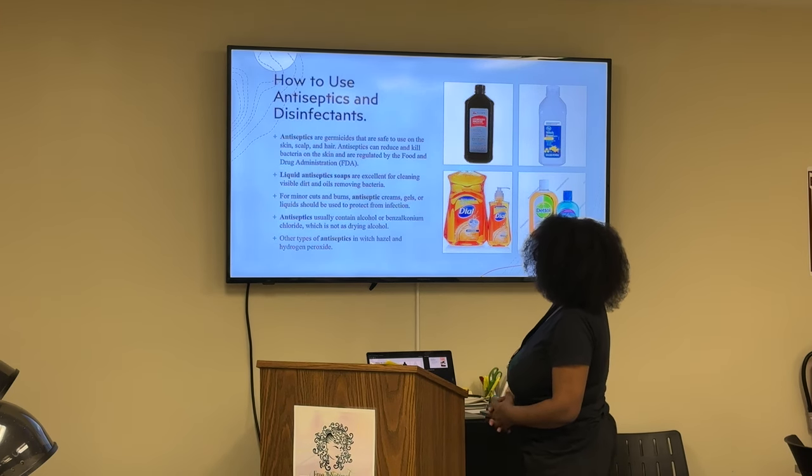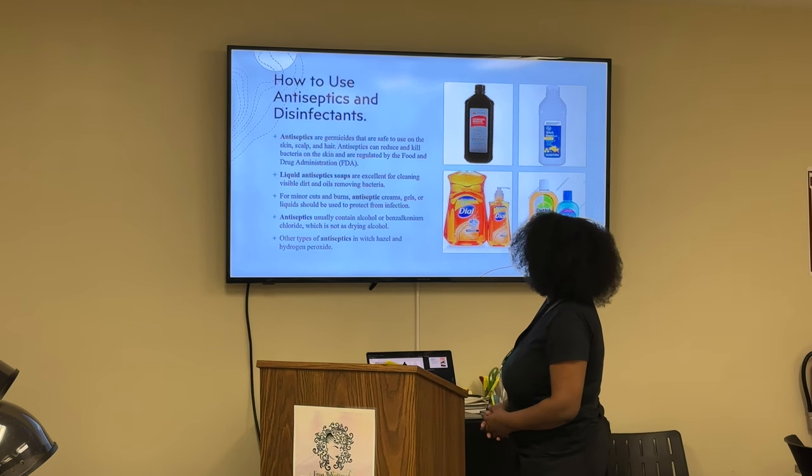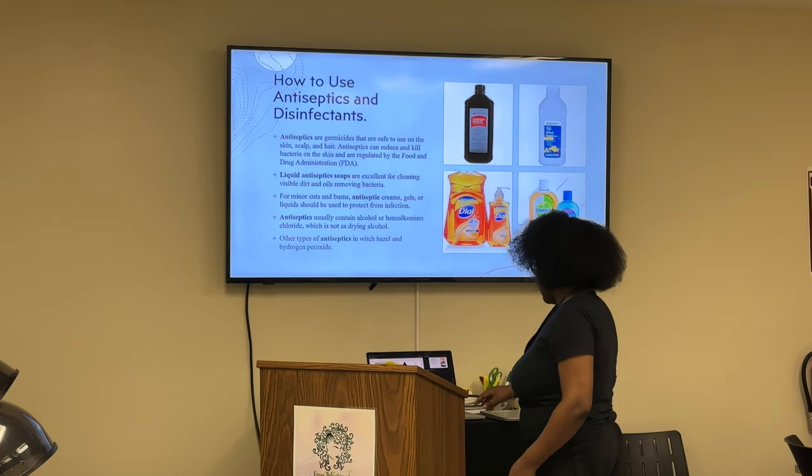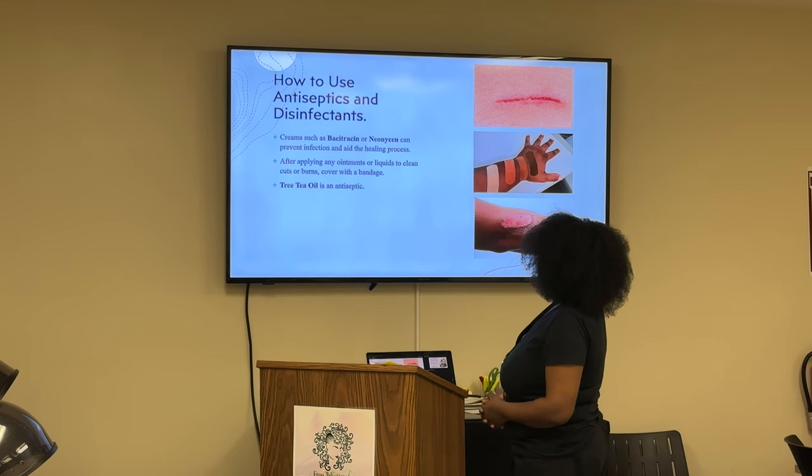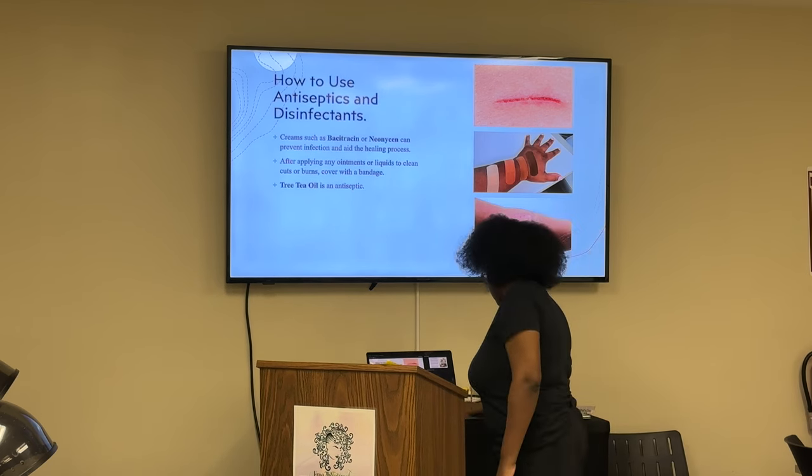benzalkonium chloride, which is not as drying as alcohol. Other types of antiseptics are witch hazel and hydrogen peroxide. Creams such as Bacitracin or Neosporin can prevent infection and aid the healing process. After applying any ointments or liquids to clean cuts or burns, cover with a bandage. Tea tree oil is an antiseptic.